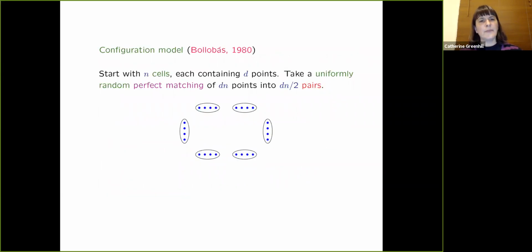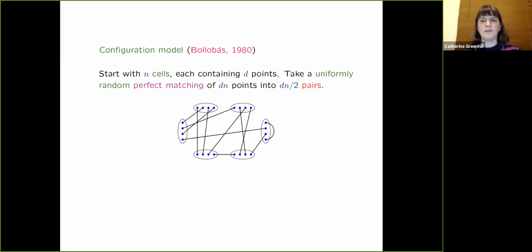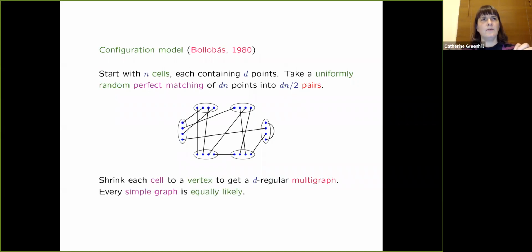Well, here is a picture of the configuration model. So we're starting with n cells, and each cell contains d points, and then you pair up those points into dn/2 pairs. Okay, you shrink the cells down to vertices, and you'll end up with a d-regular multigraph. You may have some loops and some repeated edges, and the probability for the multigraphs is not uniform. It depends on how many loops and how many repeated edges.